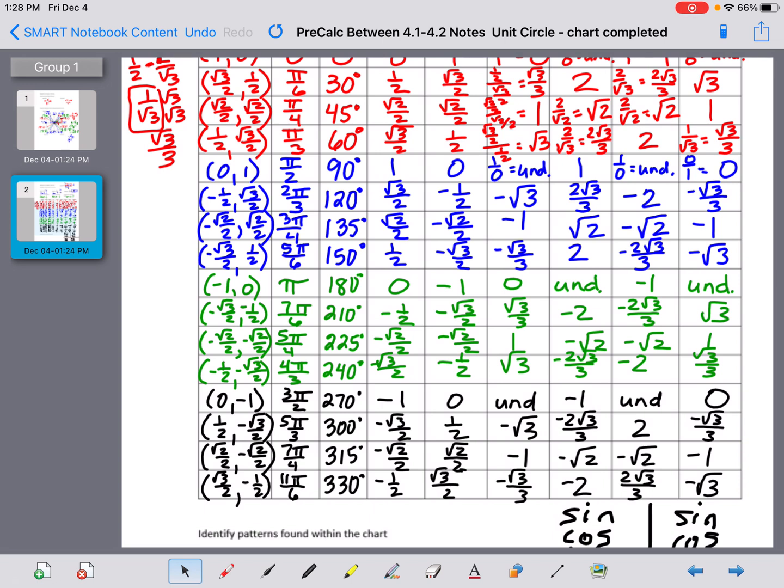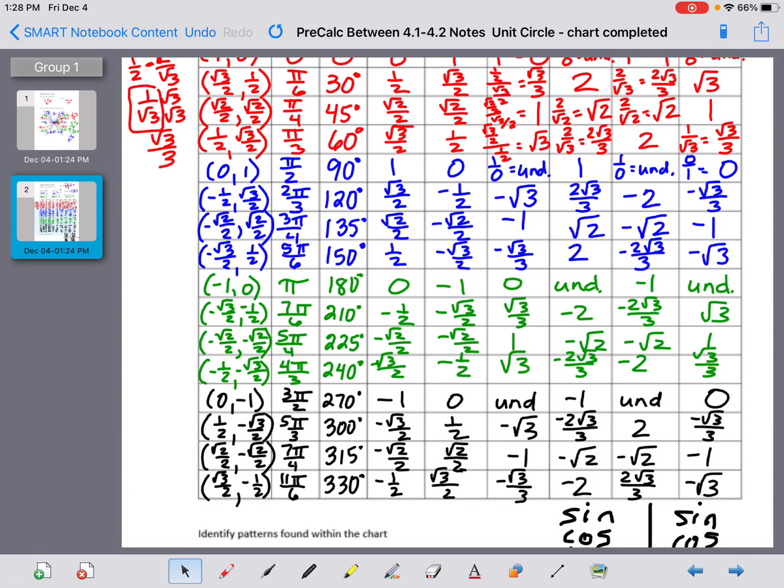And I ask you at the bottom to identify patterns found within the chart, okay? I have mine color-coded by quadrants, and then we'll also look at some values. I'm hoping what you found with your chart is that you didn't have to re-rationalize anything, because all the values that we put into our first quadrant were just used over and over and over, okay? Hopefully you noticed there were some signs that changed, okay?